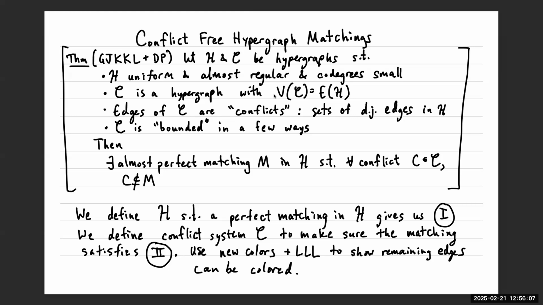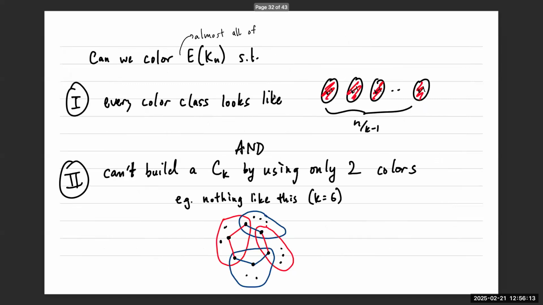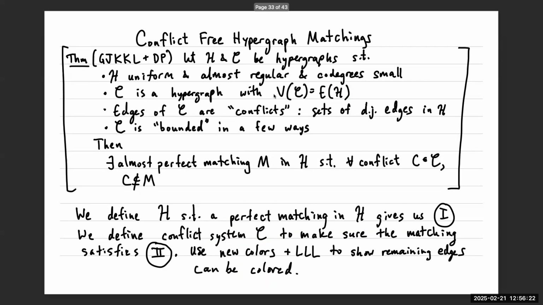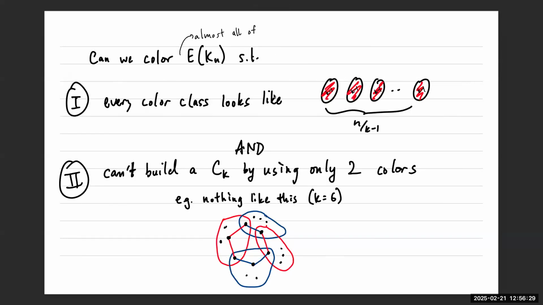Right. So what do you have to do? You have to define a hypergraph H such that a perfect matching in H would give us 1. What was 1? That was every color class looks like a bunch of vertex disjoint K_{k-1}s. And the conflict system C will ensure that I don't get any of these small cycles. You can see that's kind of like another type of girth condition, right? I don't want too many of my edges to be laid out in a very particular way, right? Okay.